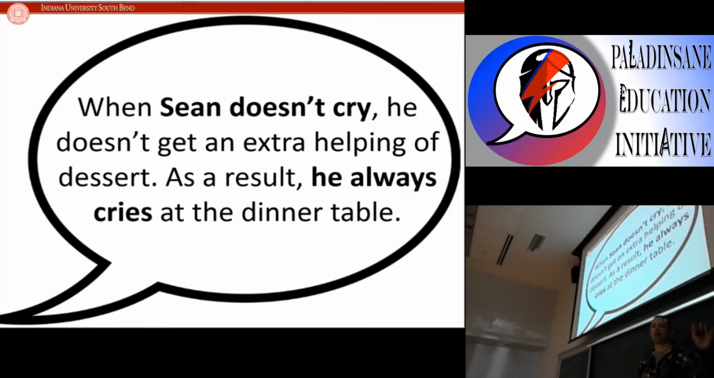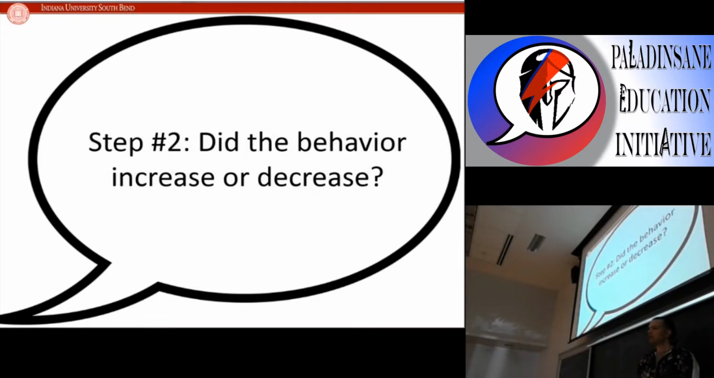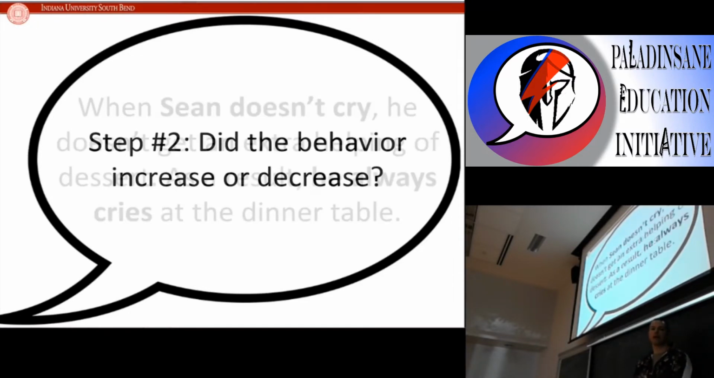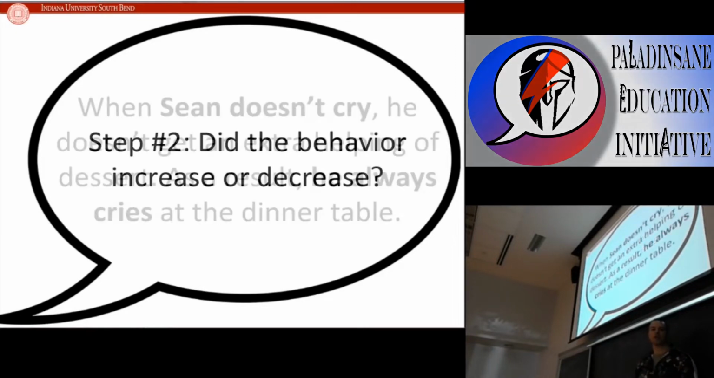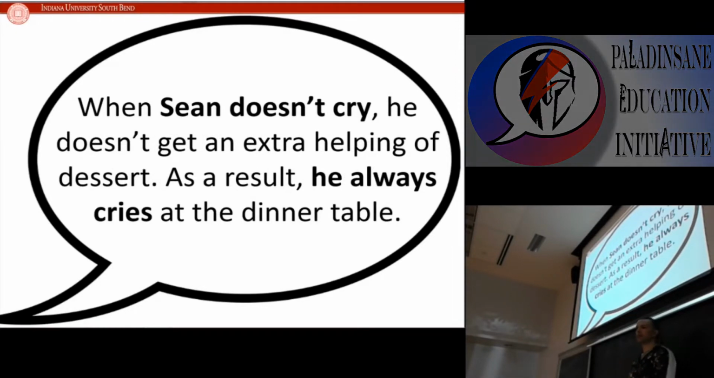He's gone from doesn't cry to always cries. That's the behavior that has changed. So that's step one. Step two, once you've identified that behavior that's changed, you need to ask yourself, did the behavior increase or did the behavior decrease? So we go back and we see that it went from Sean not crying to Sean always crying. So that is an increase in the amount of crying. That's a change of an increase in frequency of crying. So for step two, did the behavior increase or decrease? In this case, it increased.